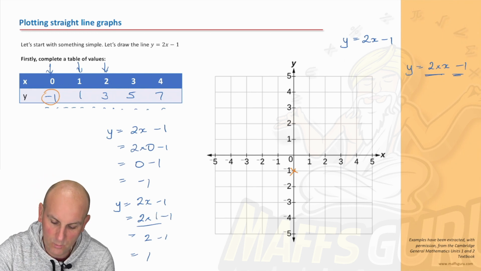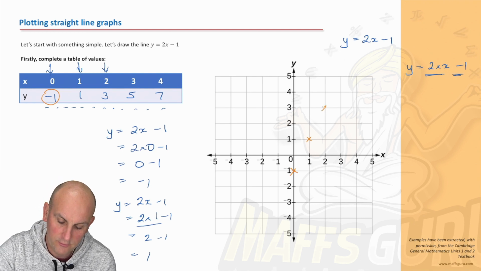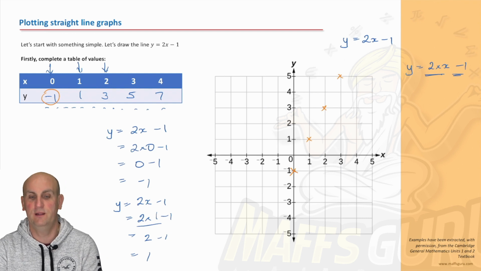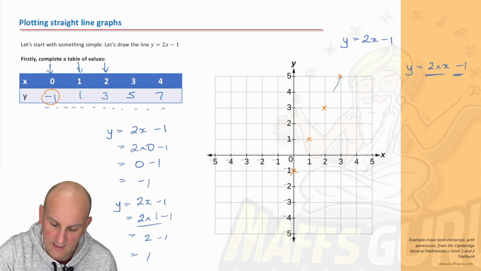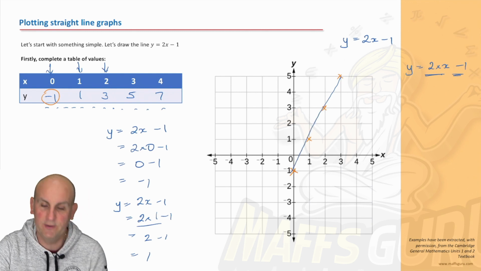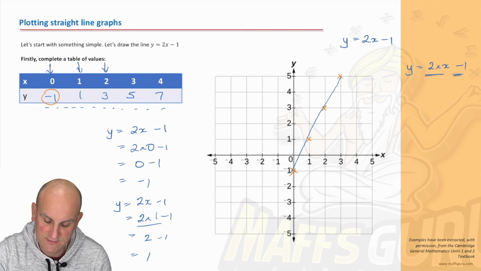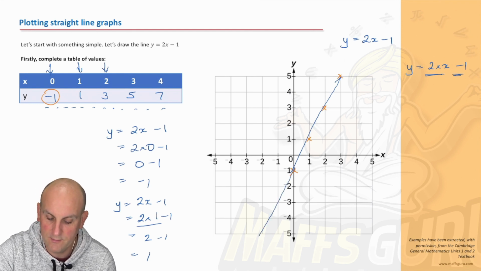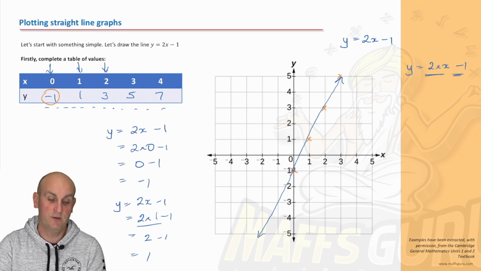Don't draw a massive kiss, just something nice. Then we're going to go 1, 1. So 1 across, 1 up. Then 2 across, 3 up, 3 across and 5 up. And again, I've run out of room. But what am I going to do now? Join these together. So joining them together, am I going to just join those 4 points there? Nope, we're really not, because this graph is actually going to go through that as well. Put my arrows on the end, and there we go. There is my graph of that straight line.